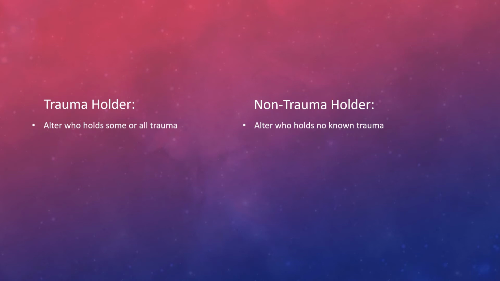Now, some alters can be trauma holders, like I mentioned earlier, while others are considered non-trauma holders. Trauma holders have memories of either a specific event or multiple memories of multiple traumas. Non-trauma holders have no known trauma. This can be because they don't have any trauma, or they don't know that they have trauma.